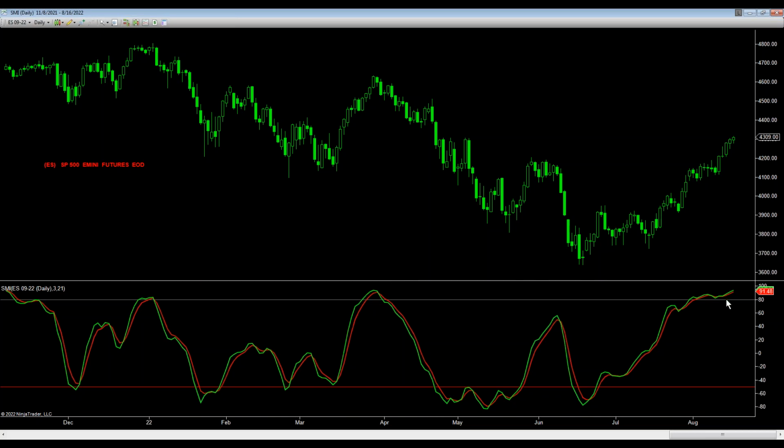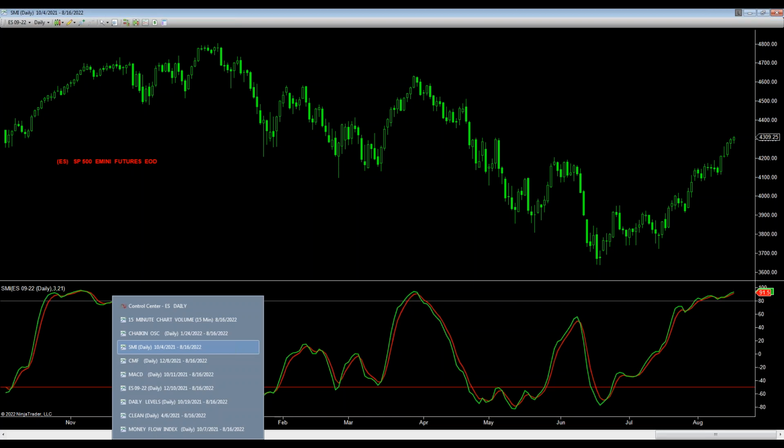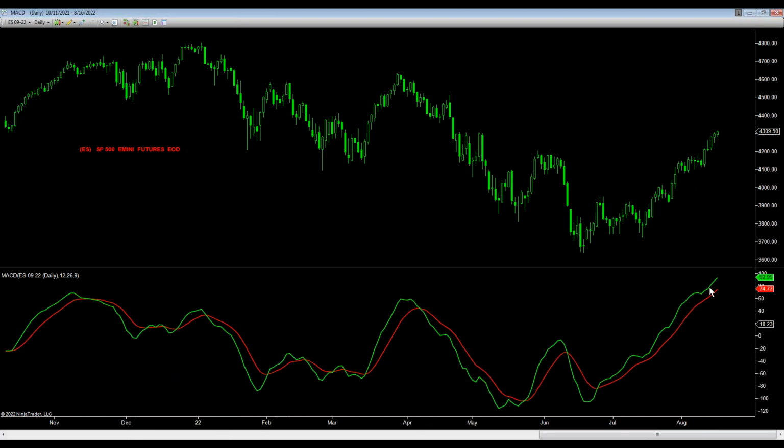So here we have up again, even though we're in overbought territory with the SMI, which I think, in my opinion, is one of the best price-based indicators that was ever created. This is a custom SMI that we use over here in one of our proprietary indicators that we use end of day and obviously in real time. After that, we're going to the MACD, and we can see that the trend is still strong to the upside.